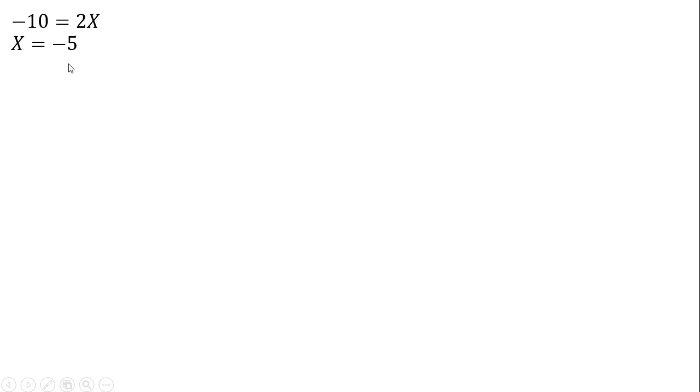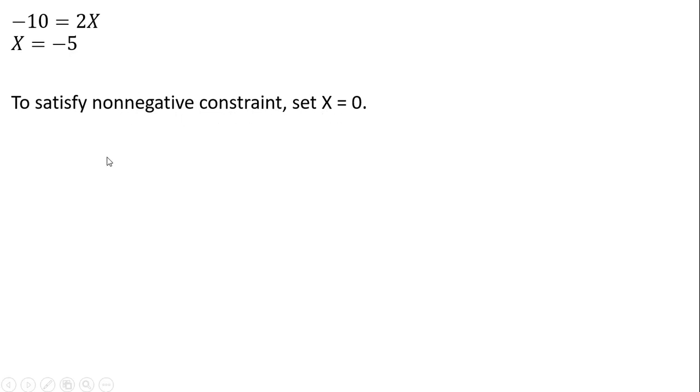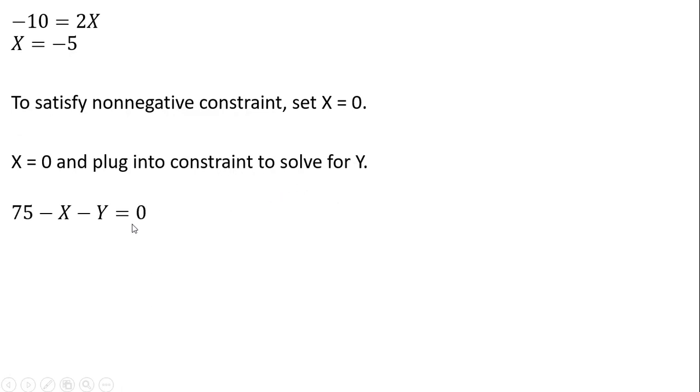So this violates our non-negativity constraint. So to satisfy the non-negativity constraint, we're going to just set x equal to 0. And we're going to plug this into our constraint and solve for y. So here's our constraint. Plug x equals 0 into it, and now solve for y. Y equals 75, and as we said, x equals 0. And that is the solution to this problem.